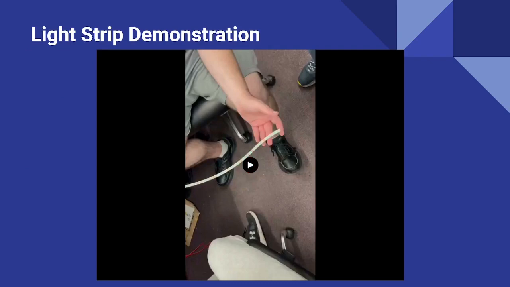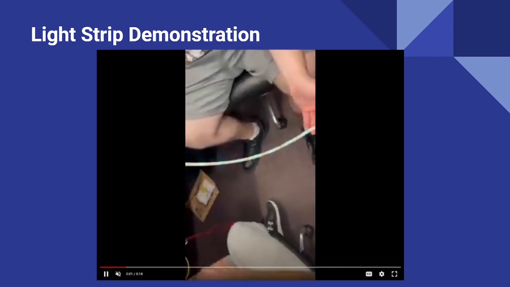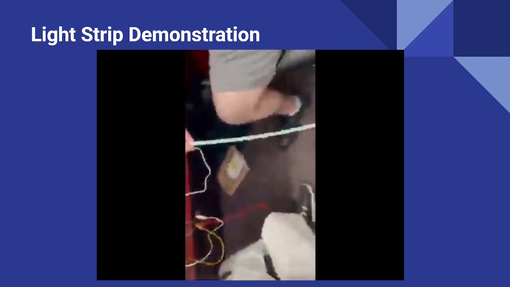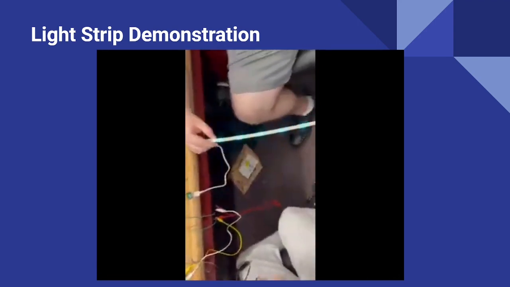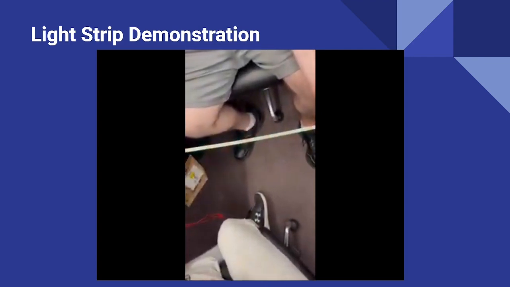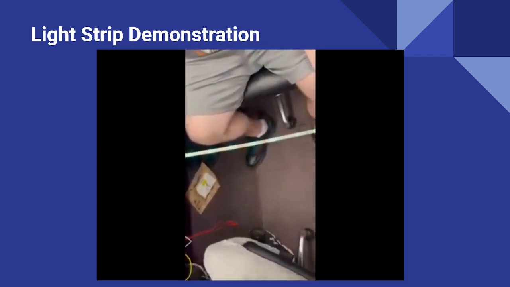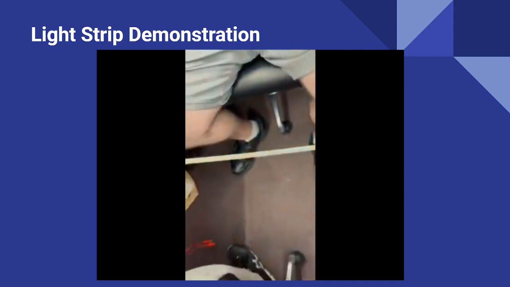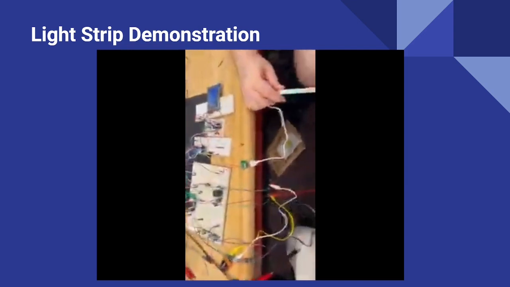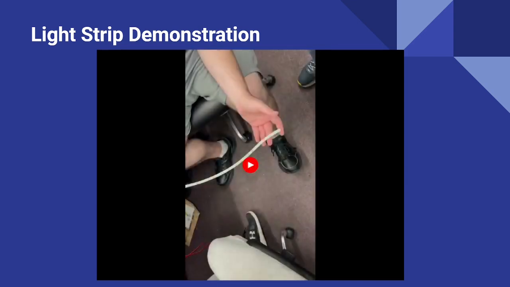So here we've got the light strip demonstration where we hand crank the motor to light up an LED strip. And here from the video, you can see that the lights are actually blinking. And that's because currently we have an inconsistent RPM. And we expect to have a more constant output when we get our actual parts, such as the shaft.